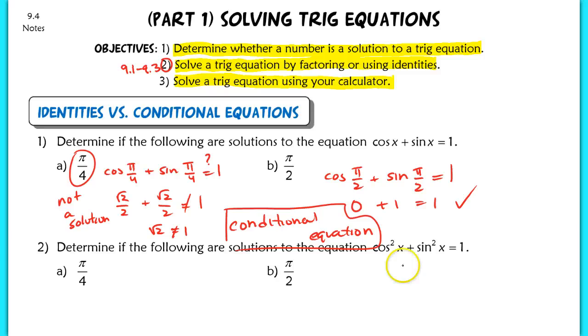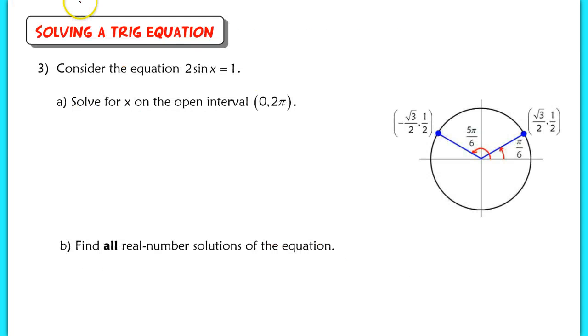So here we have the identity cosine squared x plus sine squared x equals 1. We know this works for all real numbers, so we don't even need to test pi over 4 or pi over 2. Yes, this will be a solution, and yes, this will also be a solution because this is an identity. So what we're going to be doing is solving conditional trig equations. Now we might throw in an identity, in which case you'll have to recognize that it's all real numbers for the solution, but mostly we're going to deal with conditional trig equations.